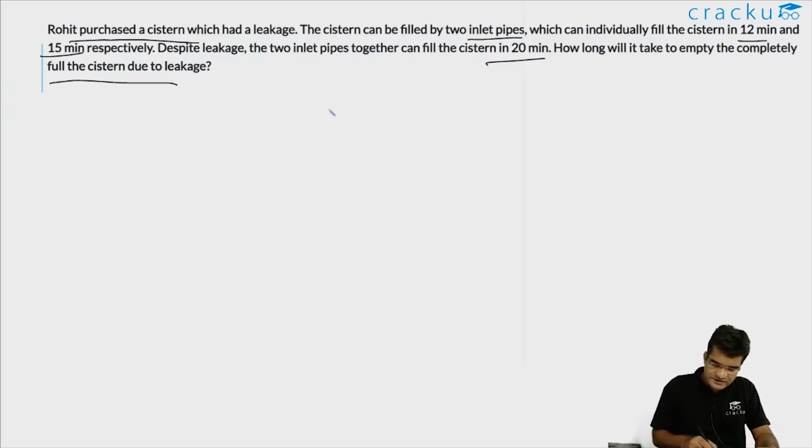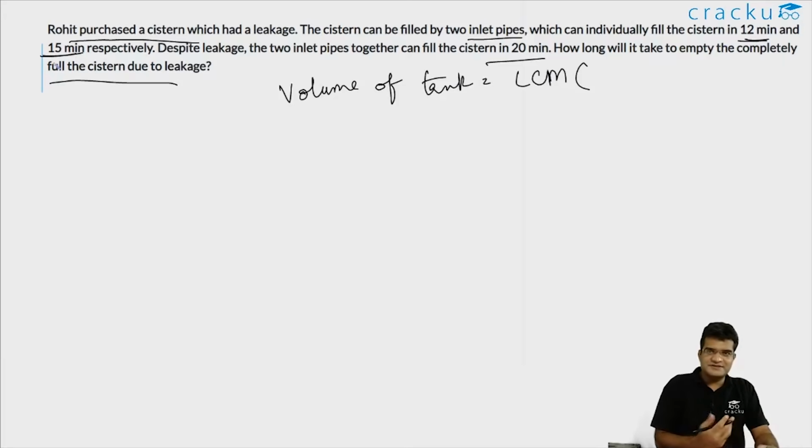So let us assume that the volume of the tank is the LCM of 12 and 15. This will help us in making the calculations quite fast. So this is 12 and 15. The LCM of 12 and 15 is 60. So let us assume that the volume is 60 liters.